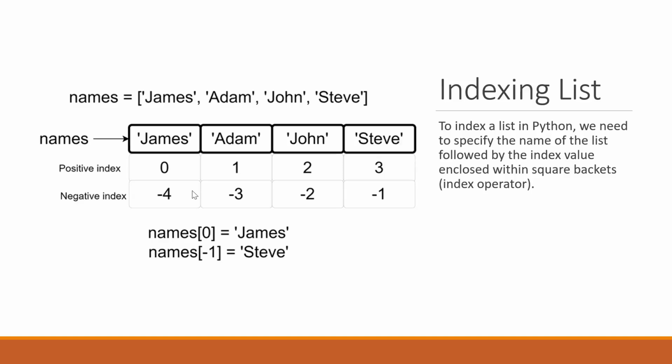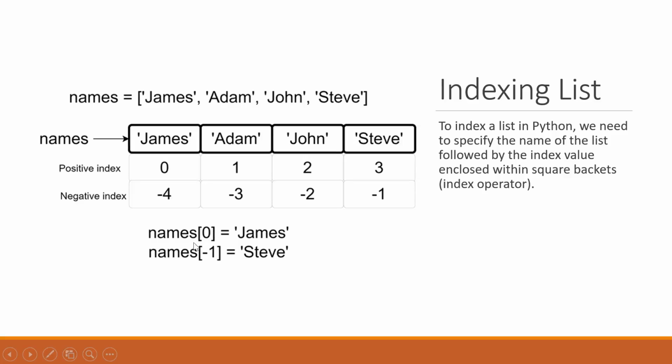Now to index a list in Python, we need to specify the name of the list followed by the index value enclosed within the square brackets. So here you can see an example. First we have defined this list name, which is names. Then we have defined these square brackets, and within the square brackets we have passed the index value that we want to access.